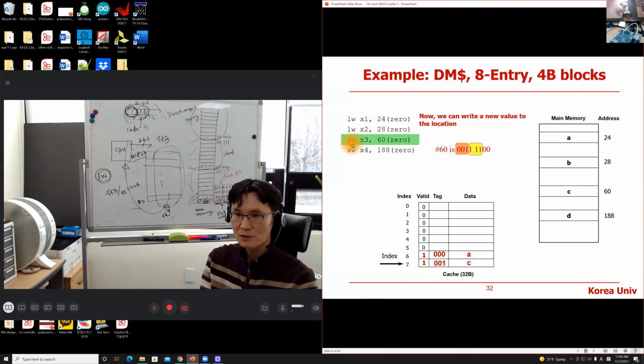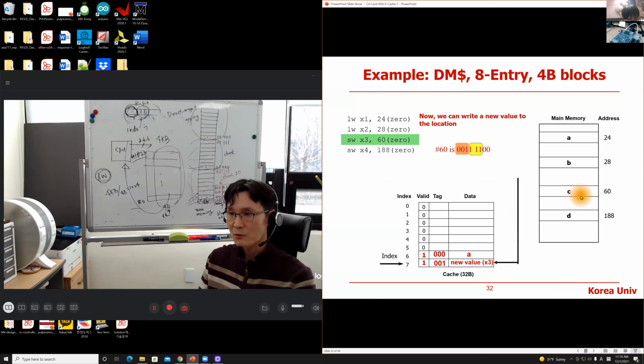What is the purpose of the store instruction? Update memory, right? We haven't updated memory or cache yet. So now we have to write the new value, X3, to that memory location. Then the question is, do we have to update only the cache, or both cache and main memory?